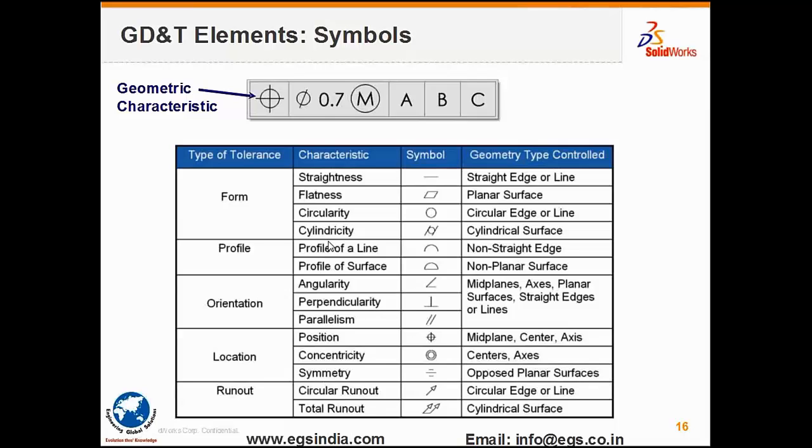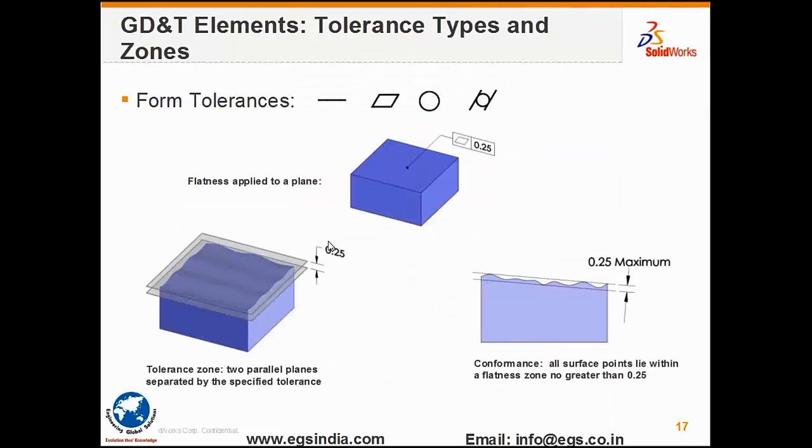Profile can be used with or without datums so that they control either form, or it could control higher levels of control in addition to form and size, orientation and location. So all these symbols are covered in the SolidWorks interface so that designers can leverage this and provide drawings with correct and complete tolerancing.